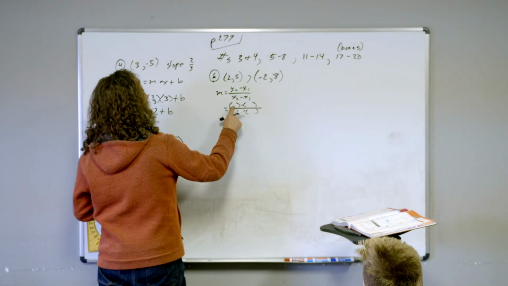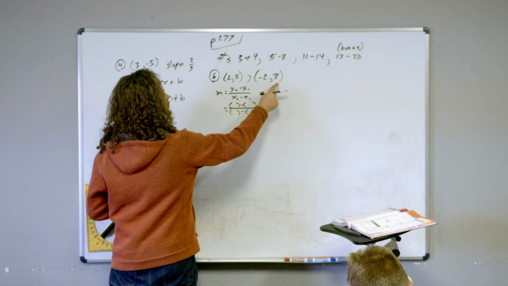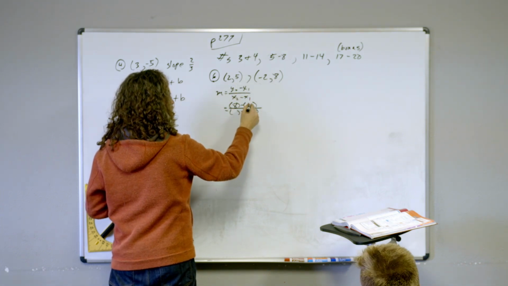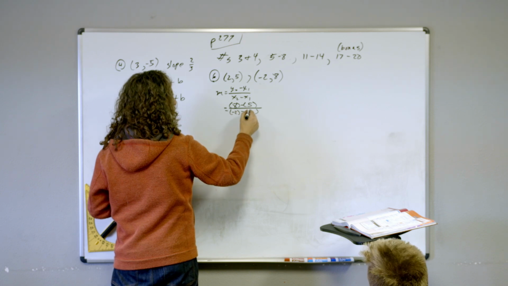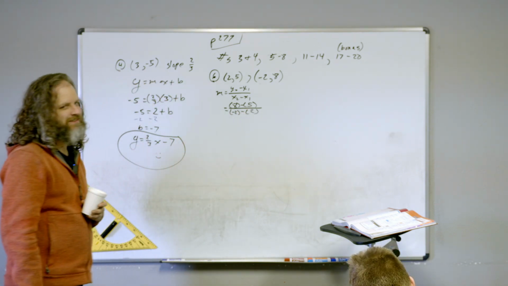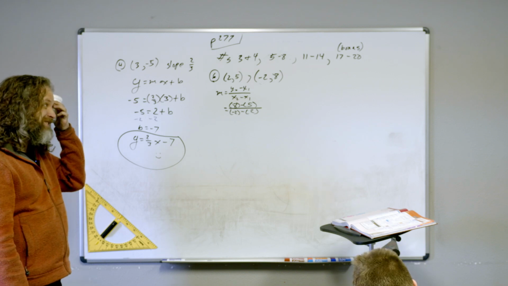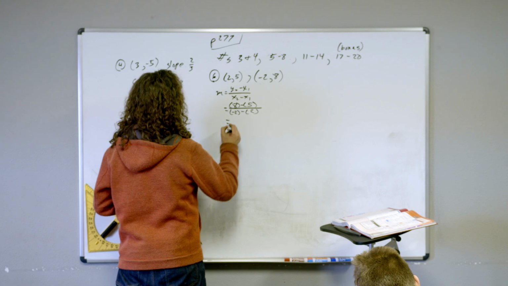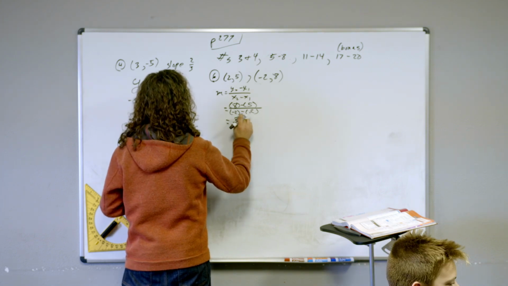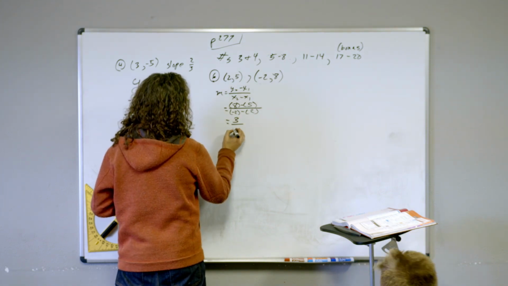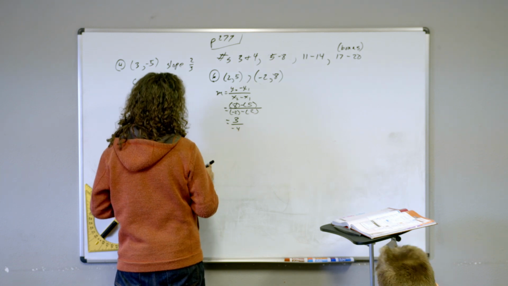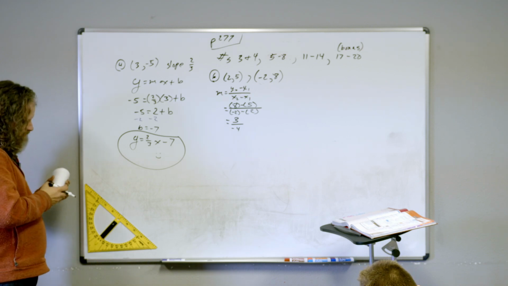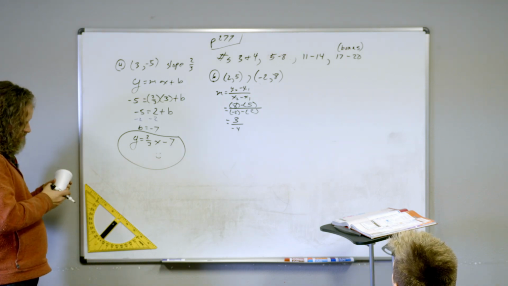Okay, what now? y2 is 8, y1 is 5. x2 is -2, x1 is 2. What's 8 minus 5? 3. -2 minus 2 is -4. So our slope is -3/4.